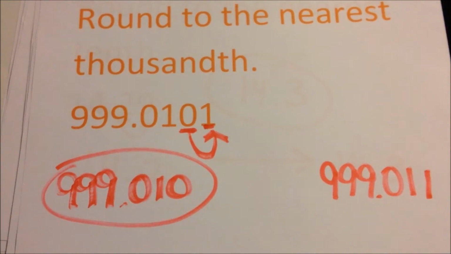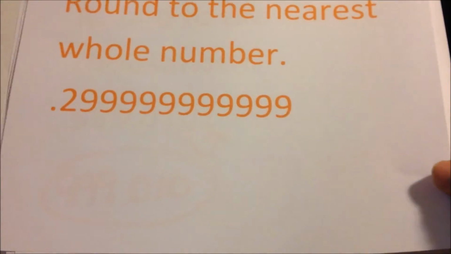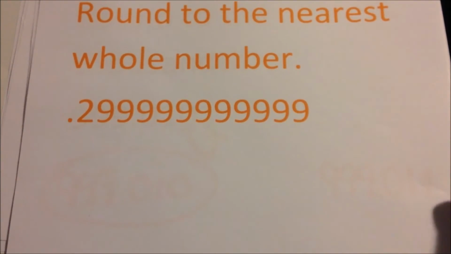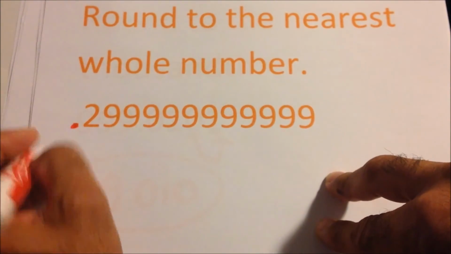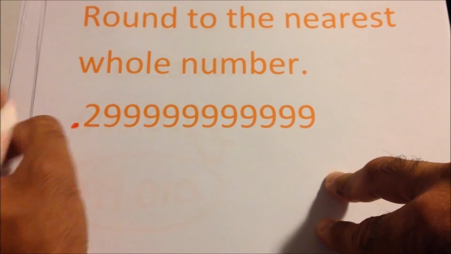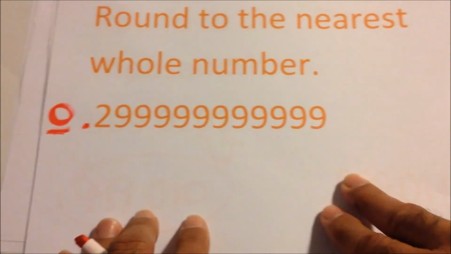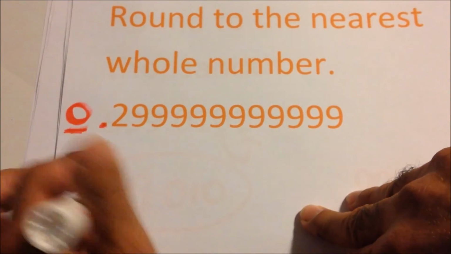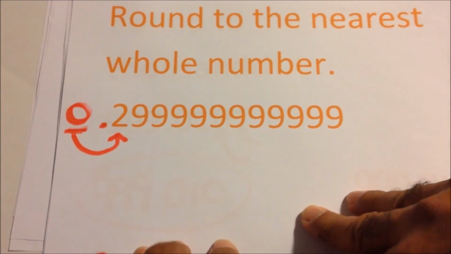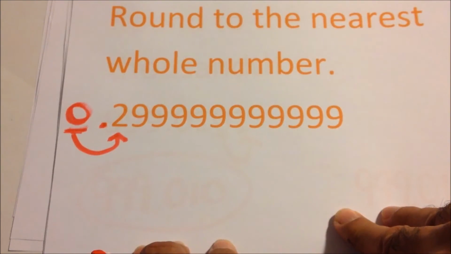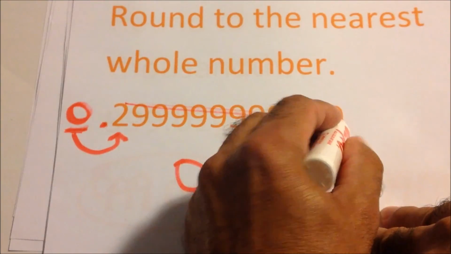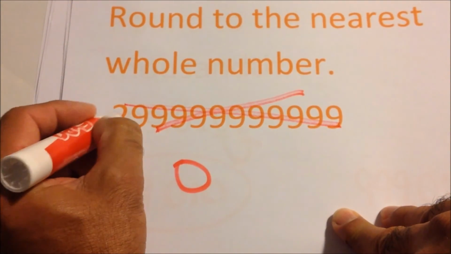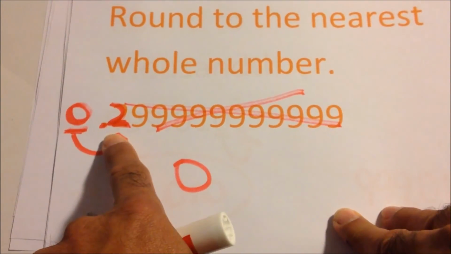Okay. This one's a little tricky. Round to the nearest whole number. What do you think? Okay, so you see that decimal. You don't see a whole number. So here, there's no whole number. It's a 0. So what's to the right? Is it less than 5? Yes. So what's the nearest whole number? 0. So we don't care about any of this. Just what's to the right. That first number to the right. 0.